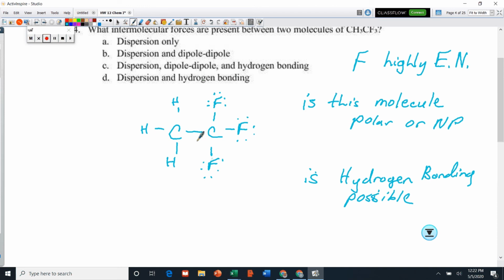And so I'm going to address this real quick. It does meet the requirements of having both fluorine and hydrogen, but are the fluorines and hydrogens directly connected? And so the answer is fluorine's connected to carbon here, hydrogen is connected to carbon. So hydrogen bonding in this case is not possible because the fluorine and hydrogen aren't connected directly. So you should be able to answer that question on your own from that piece of information.